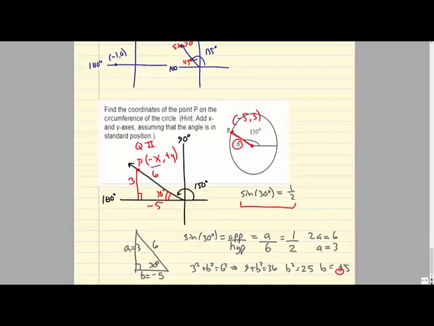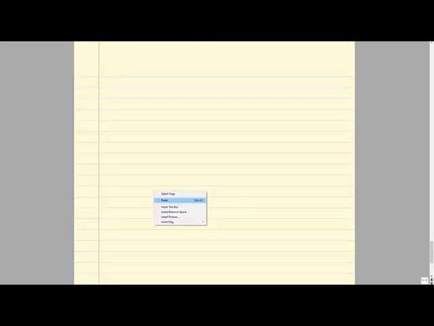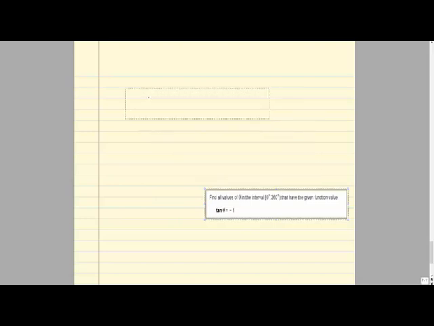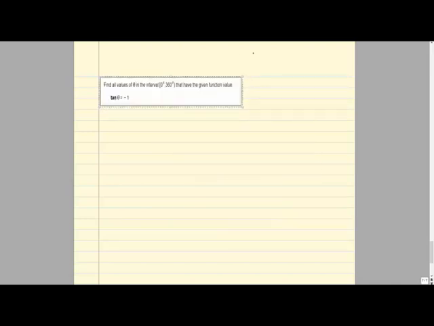This one gives us a value for tangent and it asks us to find the angles. Now, thankfully, this is a familiar value of tangent. So it says find all the values of theta in the interval 0 to 360 that have the given functional value. Tangent theta equals -1. Well, I know a couple things. I know that the tangent of 45 degrees is equal to 1. So that means whatever I come up with here has to have a reference angle of 45 degrees.